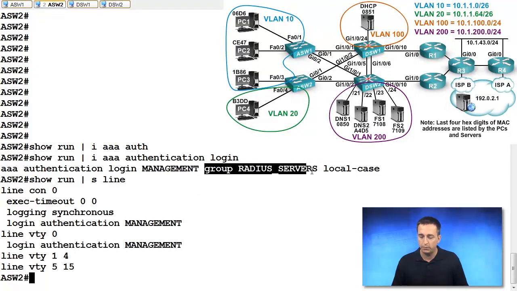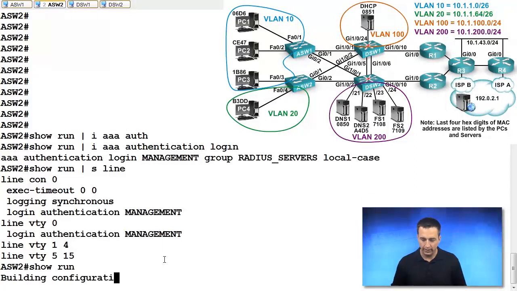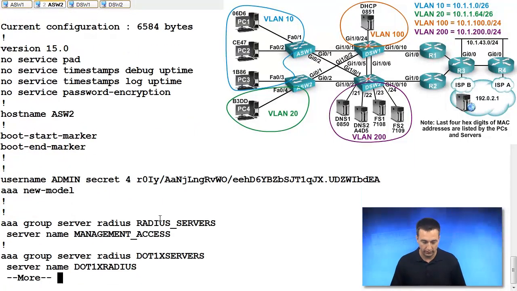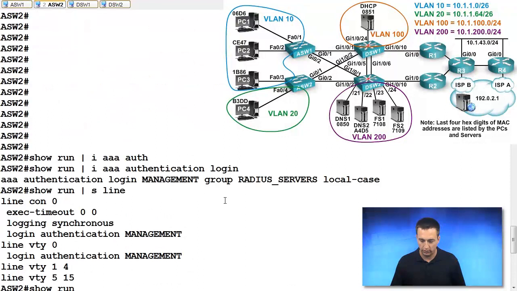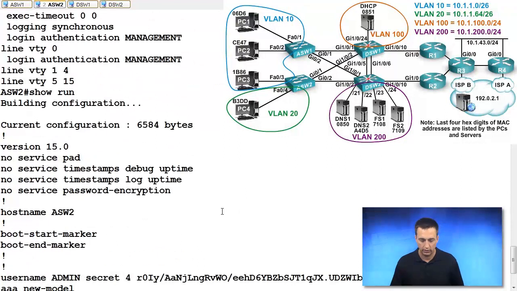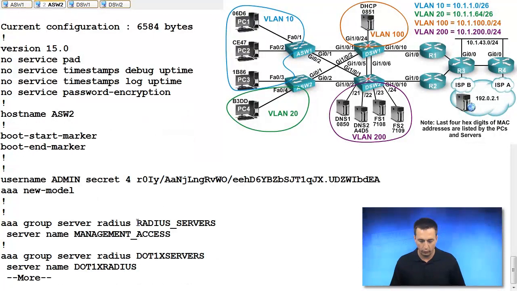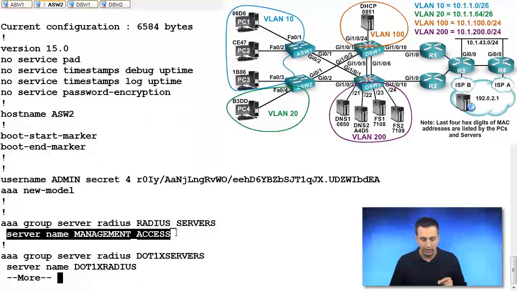The very first method we're going to use for authentication purposes is the Radius servers. And it's a group of Radius servers. Let's look at the running config. Show run. And let's see if we can identify the group of Radius servers that we have. Here it is right here. The AAA group of Radius servers is called Radius servers. Let's double check to make sure it's the right one. Radius_servers. And we can see that output right there. Inside of this group, we have a particular server that is called management_access.